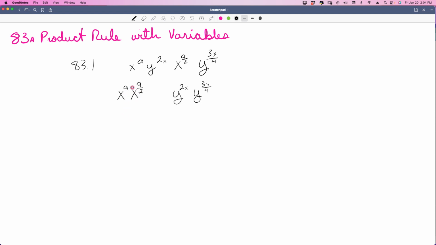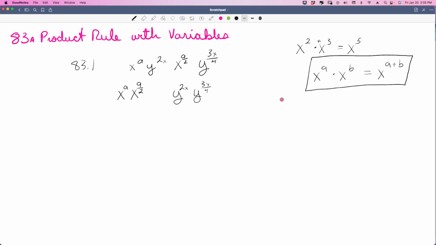So what we do now, we know, like in our old problem, x squared times x to the 3, we would add those 2 exponents together to equal x to the 5th. That is all we're going to do here, right? When we have x to the a times x to the b, it just equals x to the a plus b. This is our product rule for exponents. Okay, that is what we do every time. This is an illustration of that. We're going to apply that to these variables right here.